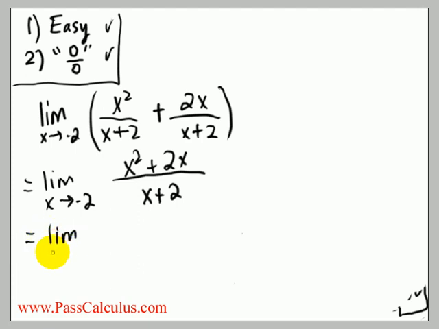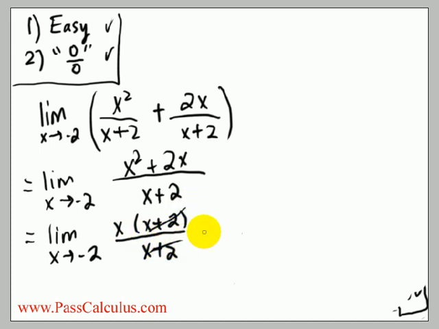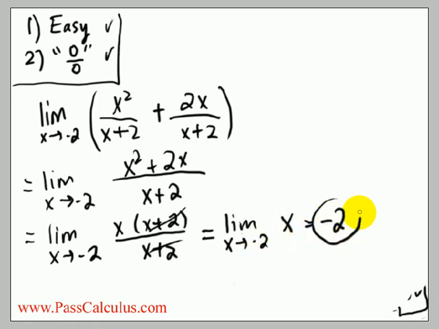The top, there's a common factor of x, right? So let's pull the x out front. And look what we have left over. We have an x plus 2 there. So we can cancel those off. And we're left with the limit as x goes to -2 of x. And that's fine. We just put -2 right in there, and we get an answer of -2. So that's how you do that kind, okay?